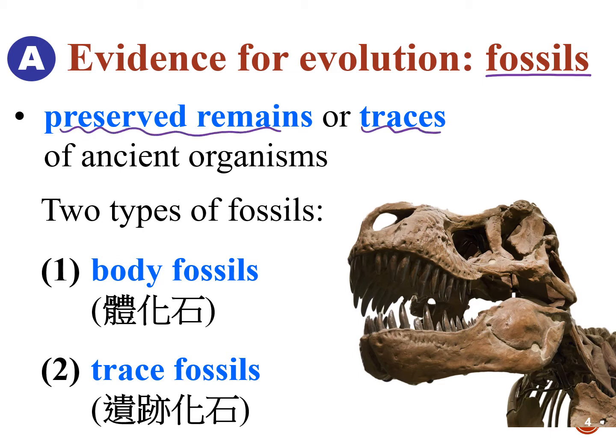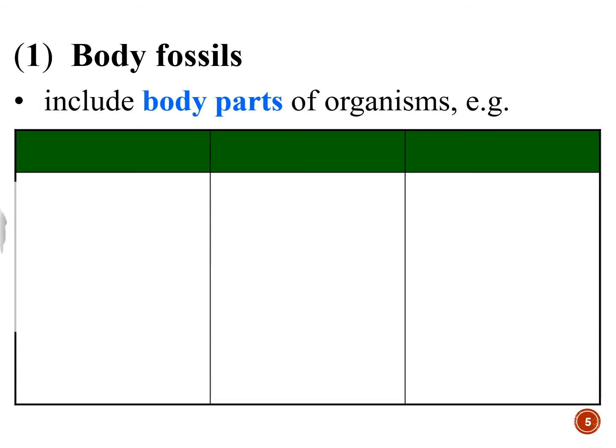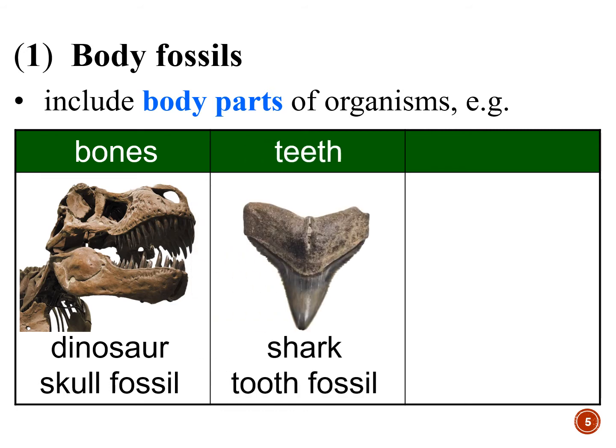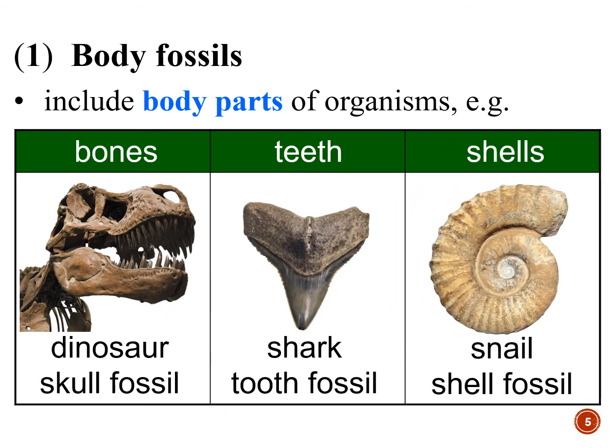One of them we call the body fossils, such as the picture on the right showing the head of the dinosaur. The second type is the trace fossils. Let's take a look at them one by one. Body fossils include the body parts of an organism. Examples are the bones of the dinosaur's skull, the teeth of the sharks, or the snail shell.